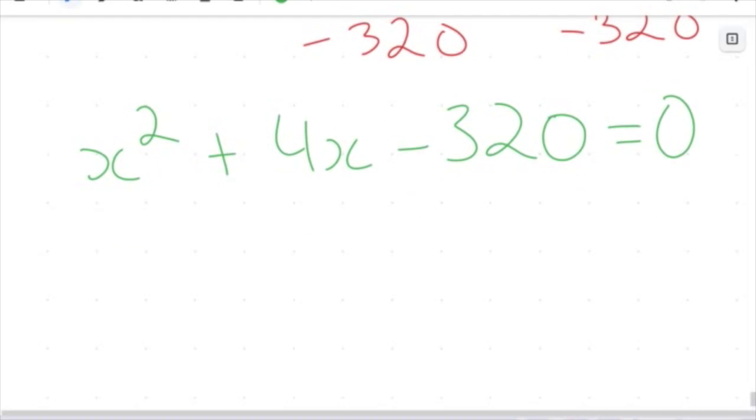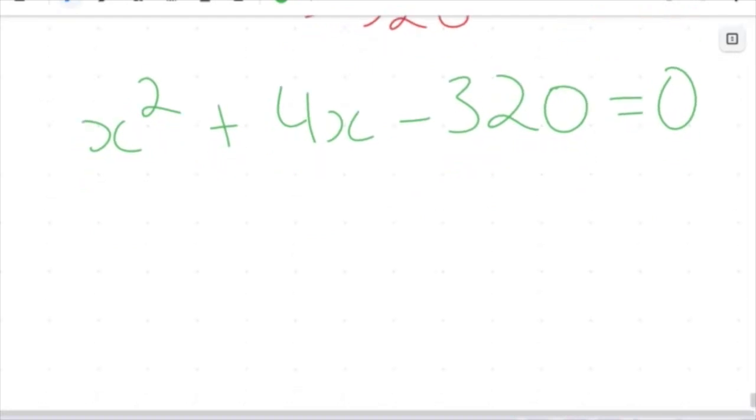And now I want to factorize this guy here. I'm going to do that by listing the product, the sum, and the factors that I want. So I want a product of negative 320. I want a sum of 4. And my two factors have to add to give me 4, multiply to give me negative 320.